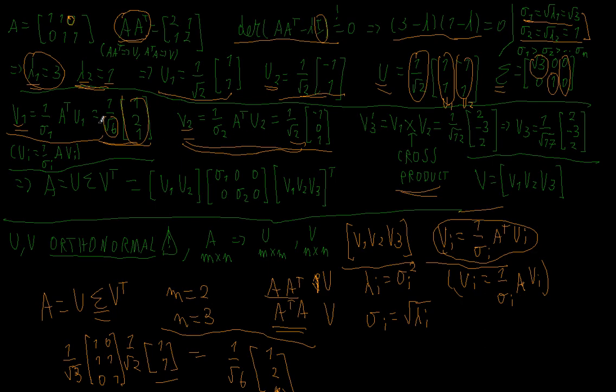If we take the cross product of those two vectors, I get 1 over square root of 12 times the vector 2, minus 3, 2. So this is a vector that is orthogonal to v sub 1 and v sub 2. Now, this is equal to v sub 3 prime and not v sub 3, because this is not normalized. The length of this vector is not square root of 12, but square root of 17, since 2 squared plus negative 3 squared plus 2 squared is 17.